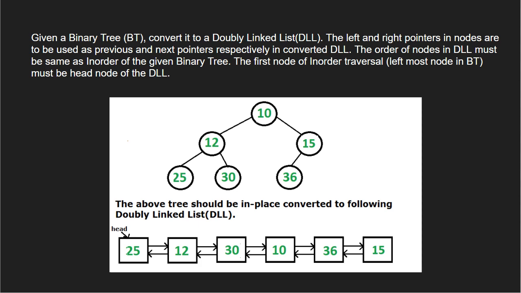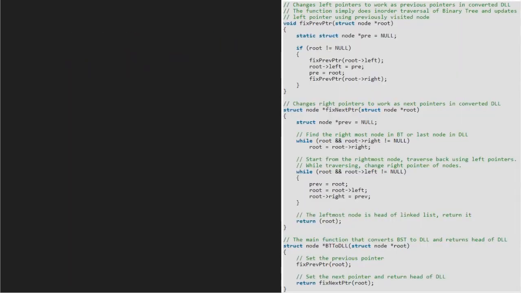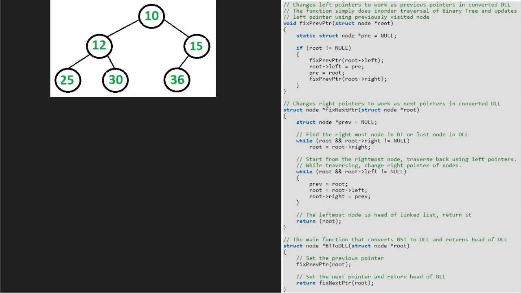Now, let us have a look at the algorithm. Let us also take a sample tree to test our algorithm. We call the bt to dll function with root passed as parameter. So, in the bt to dll function, root will point to 10. We set the previous pointer and call the fixPrev pointer function with root passed. So, in the fixPrev pointer function, root will point to 10.